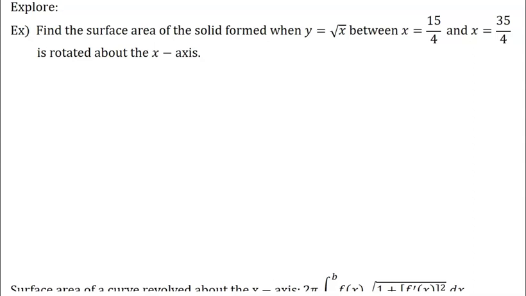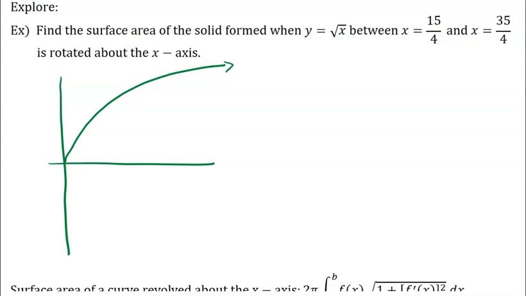Okay, so we are looking at the function y equals root x. So y equals square root of x, something like this, between x equals 15 over 4 and 35 over 4. Once again, not the best fractions, but there's a reason it's going to work out nicely. So 15 over 4 is just a little bit less than 4, and 35 over 4 is just a little bit less than 9. So I'm going to say this can be 15 over 4, and this can be 35 over 4, sure. So here is our region, and we are rotating around the x-axis.